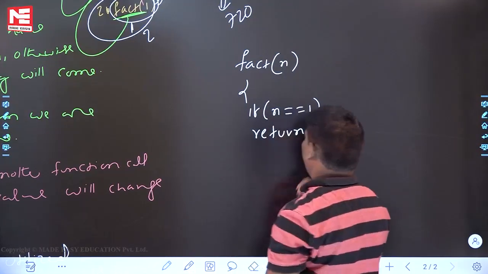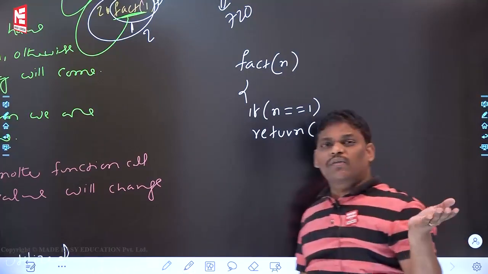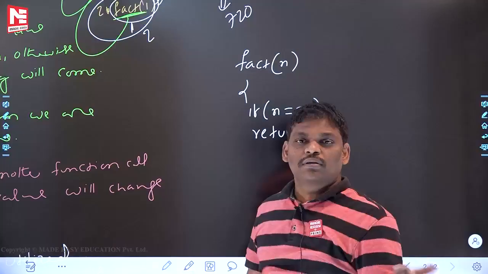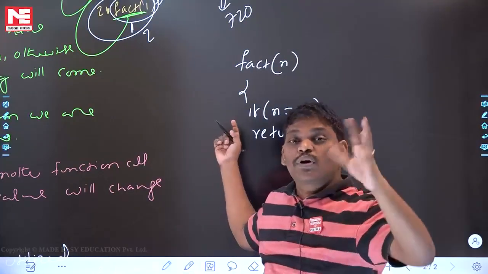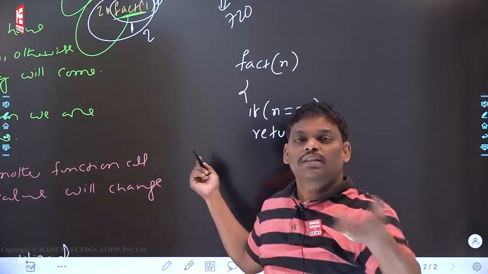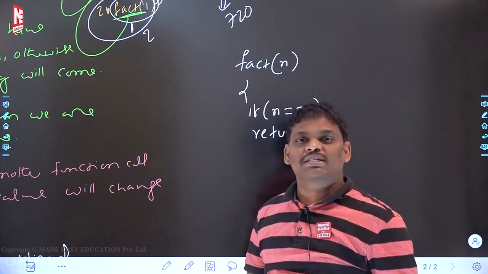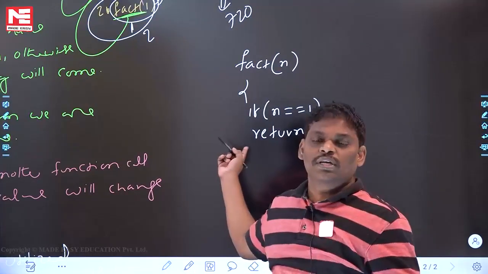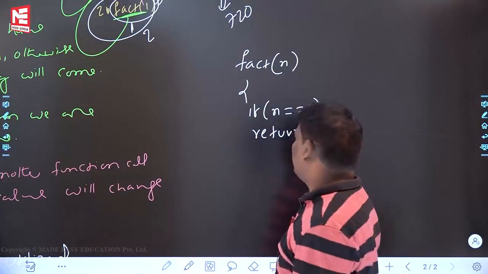When someone asks for the factorial of n, I will ask: is n 1? Because that is the termination, and termination is what you check first. If you don't check the termination and call blindly, a stack overflow error message will come. So the best idea: immediately ask what the n value is. Is n 1? That is the termination, then return 1.